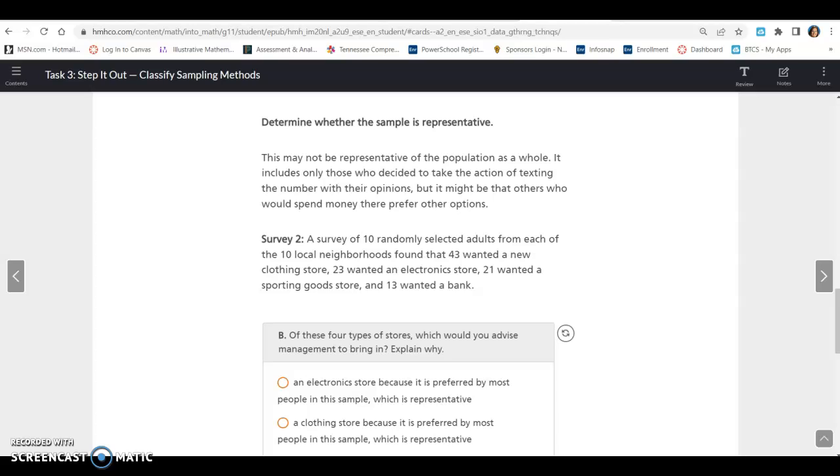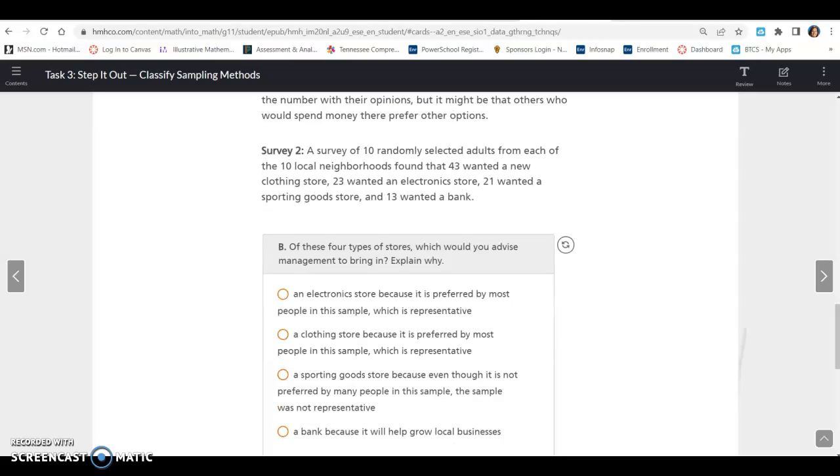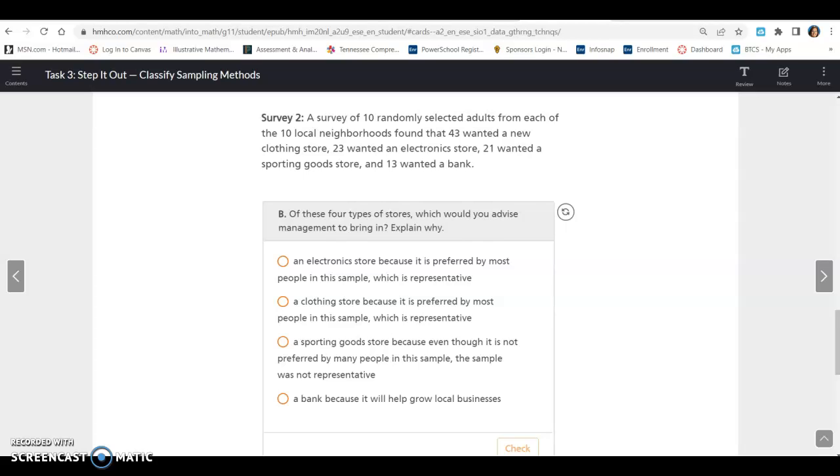All right, survey 2. A survey of 10 randomly selected adults from each of 10 local neighborhoods found that 43 wanted a clothing store, 23 electronics, 21 sporting goods, and 13 a bank. Of these 4 types of stores, which would you advise management to bring in? Well, this one says 43 want clothing. I would say a clothing store because that's what the most people preferred.